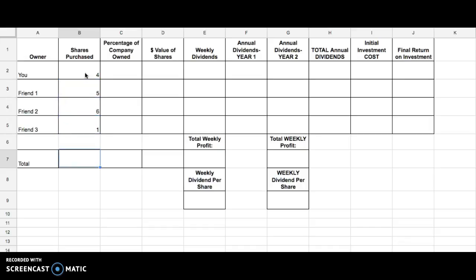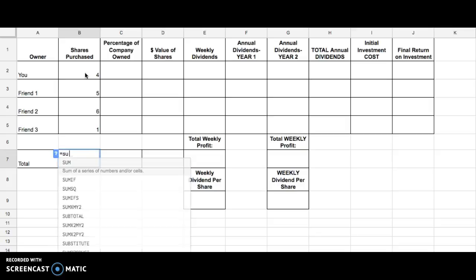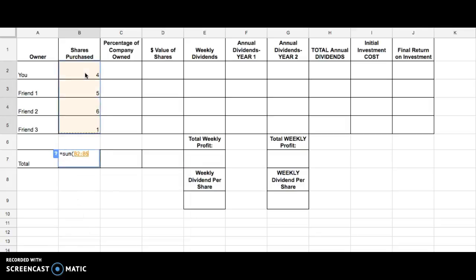that. Our total number of shares we could do with a quick formula, or you could add those in your head. This seemed to be a column a lot of people got stuck on, and this just goes back to stuff we've been doing all year, finding the percentage of the company owned. The question's asking here is, what percent do you own if you own 4 out of the 16 total shares? Or what percent does friend 1 own if they own 5 out of the 16 shares?